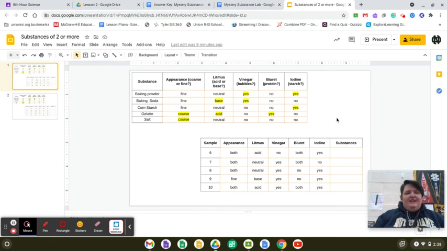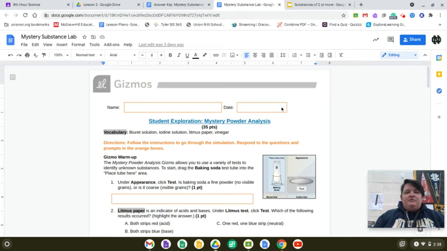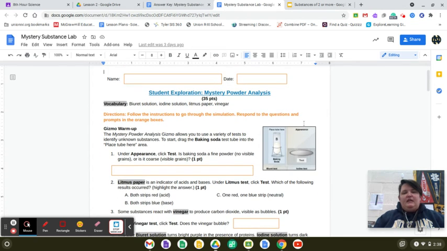Hello, everybody. This is Miss Carter, and I'm here to go over your mystery substance lab with you. For those of you that were absent, or if you were having some difficulties with it, hopefully this will help to clarify how you find the missing substances. Okay? All right, so let's start off at the beginning here.